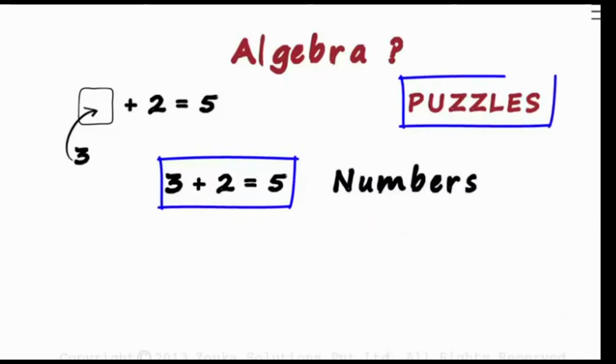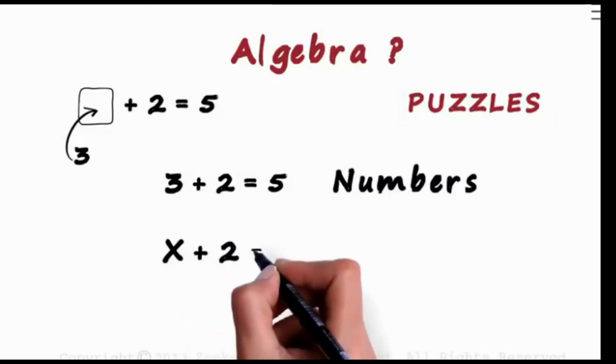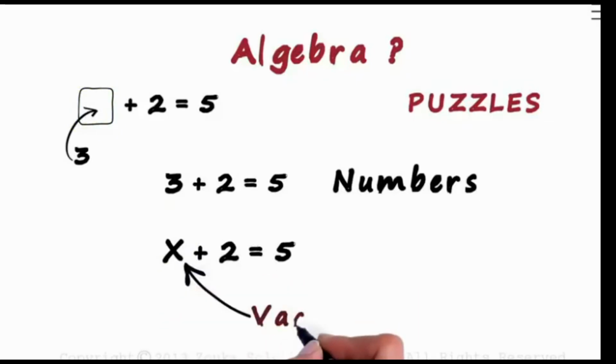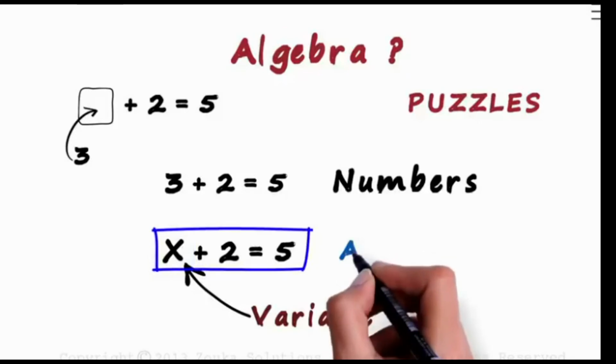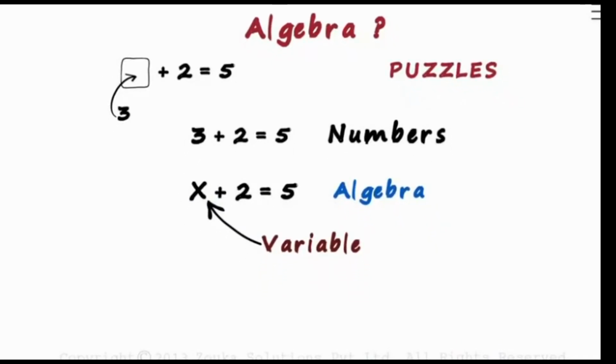This puzzle can also be asked in a different way. We can say that x plus 2 equals 5, find x. We just used a letter in place of the box. These letters are also called variables, sometimes also referred to as the unknown since its value is not known to us. This is algebra. It deals with variables and unknowns and we are expected to find their value.